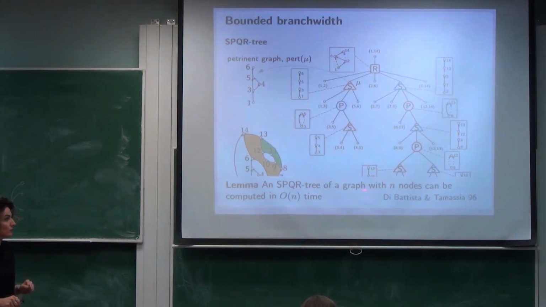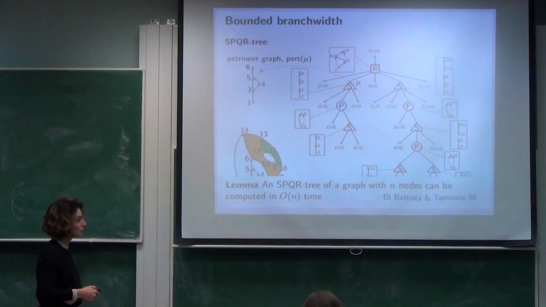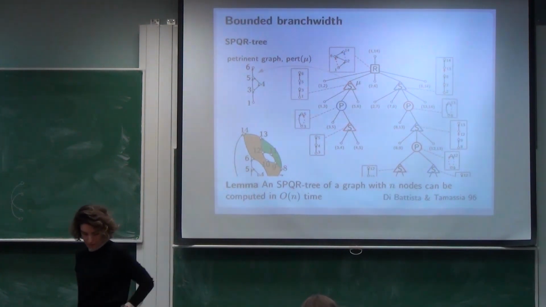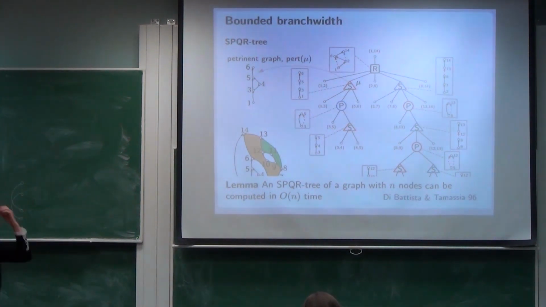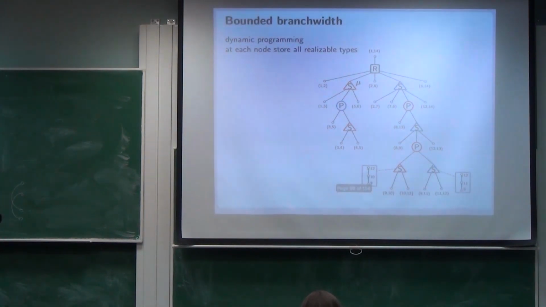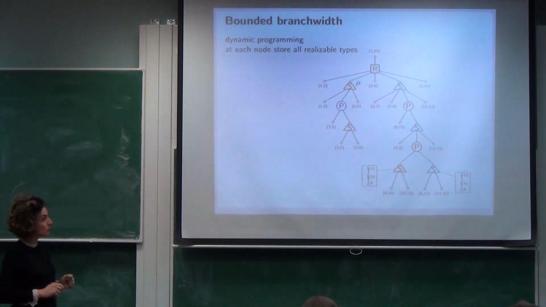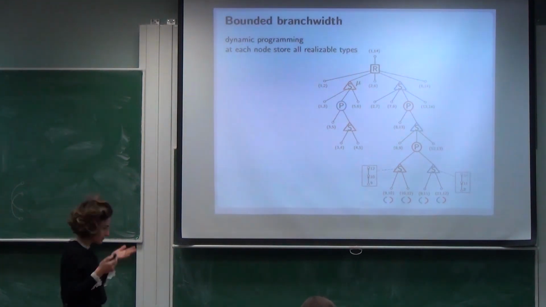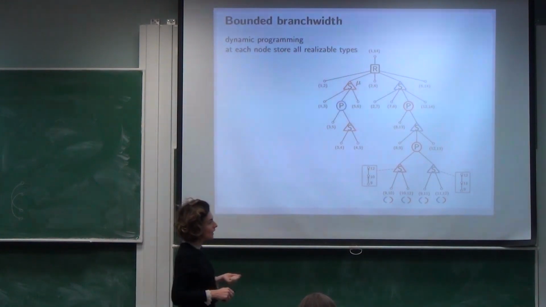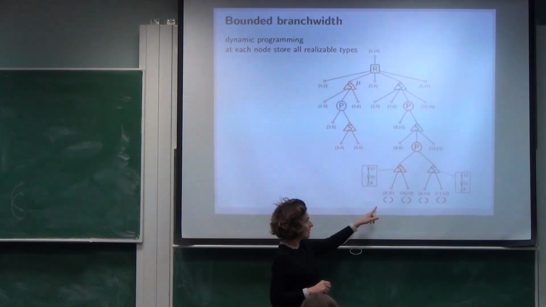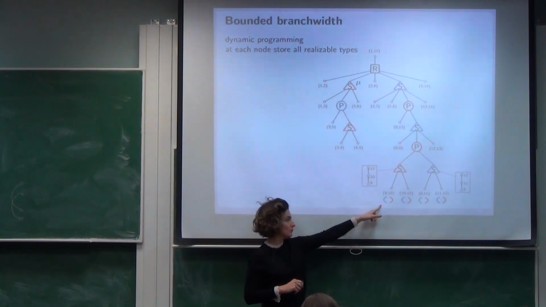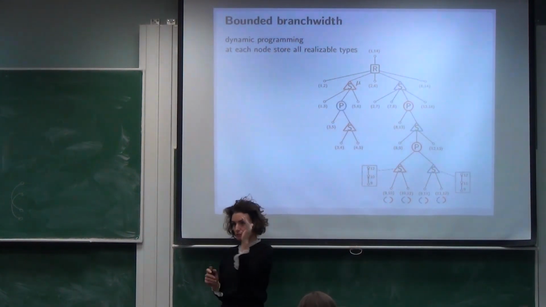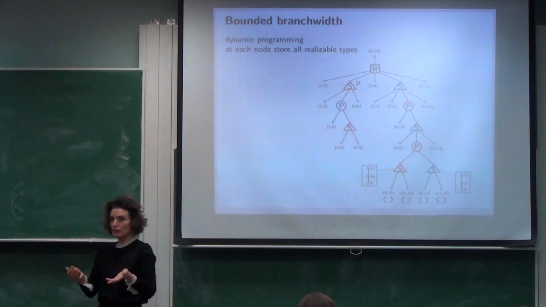An SPQR tree of a graph with n nodes can actually be computed in linear time. This was proven by several researchers, but one of the results is by Di Battista and Tamassia in 1996. Okay, so assuming that we have an SPQR tree, we can do dynamic programming. If you remember the type, the type of an edge, as you understand, can be either this or that. An edge can either be on the left page or on the right page. It cannot do anything else.